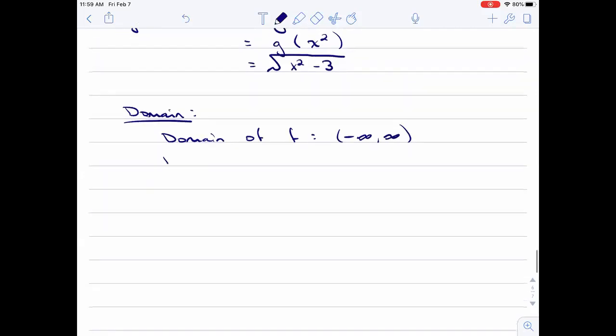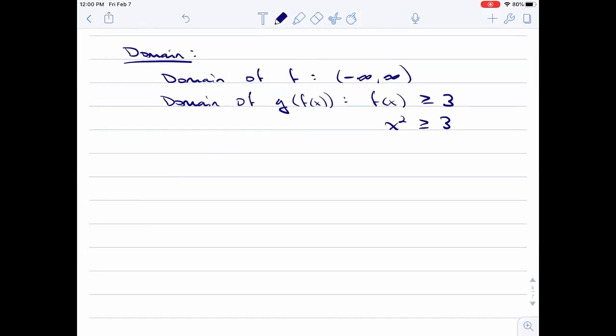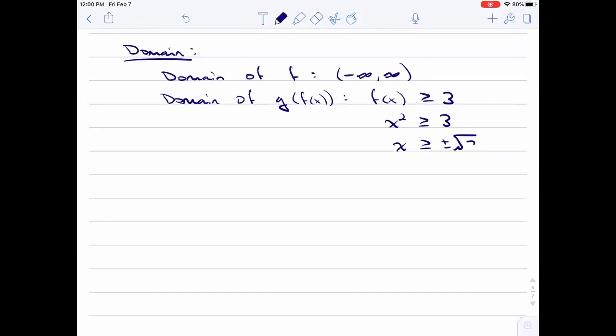But then the domain of g of f of x is that f of x has to be greater than or equal to 3. Right. That's the same thing, but now because our g of x is actually taking f of x, our f of x has to be greater than or equal to 3 to satisfy the domain of g. So f of x is x squared, which has to be greater than or equal to 3. And so x squared... plus or minus root 3. Oh, dang it.